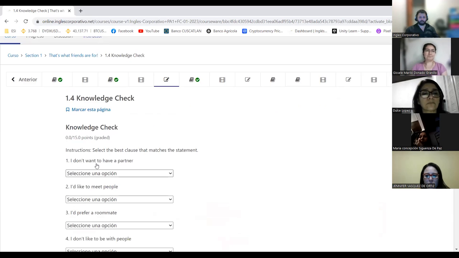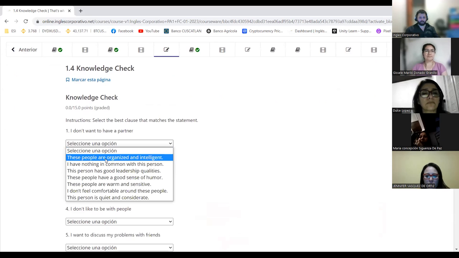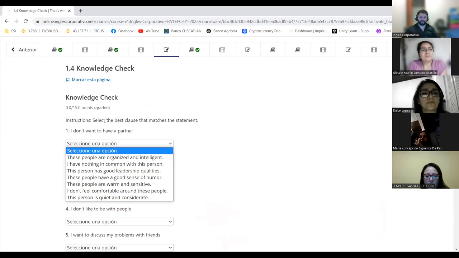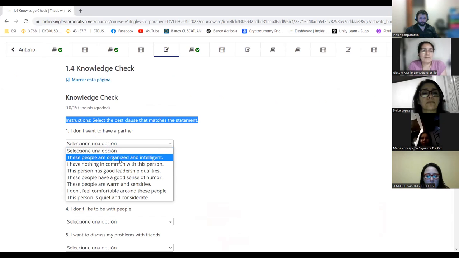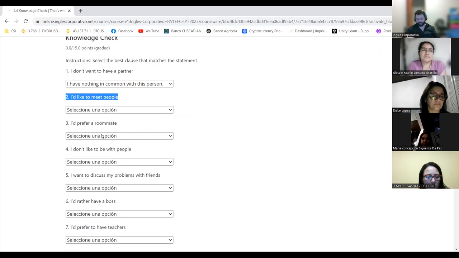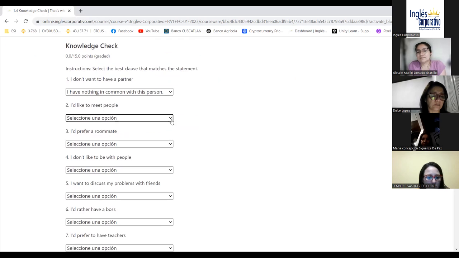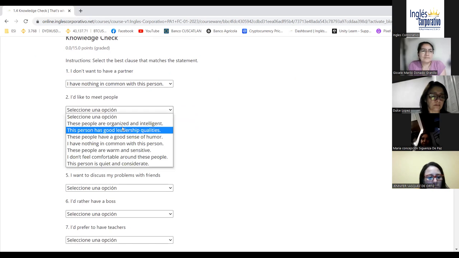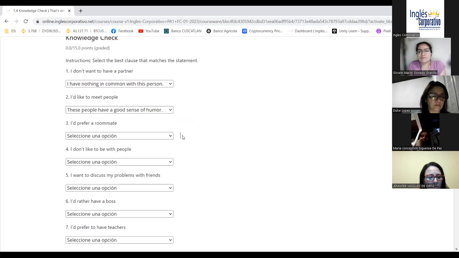It says, I don't want to have a partner, right? So why should I choose here? It says, select the best clause that matches the statement. So we need to select a clause here. I don't want to have a partner. These people are organized and intelligent. I have nothing in common with this person. Okay, right, let's try that. I'd like to meet people. These people have a good sense of humor, right?